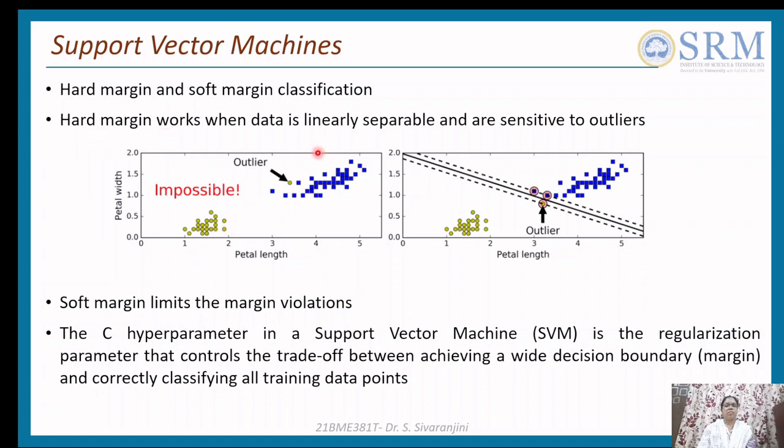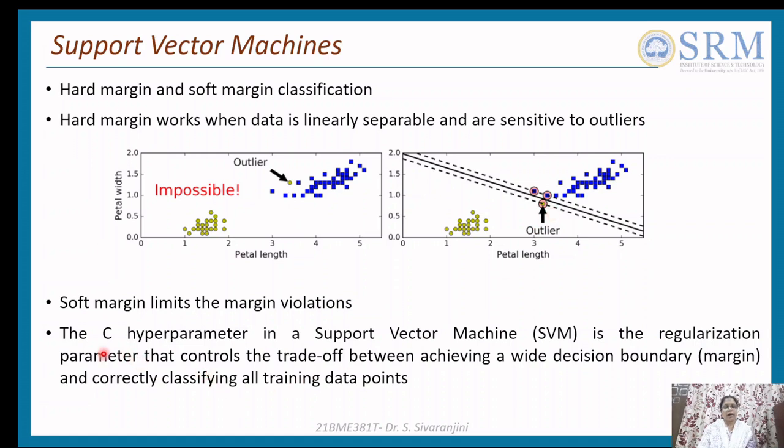when we are using a hard margin, it is sensitive to outliers, okay? So what the soft margin does is limit these margin violations. So in hard margin, you have sensitivity to the outliers, but soft margin limits the margin violations. You can handle these outliers in a perfect way, right?